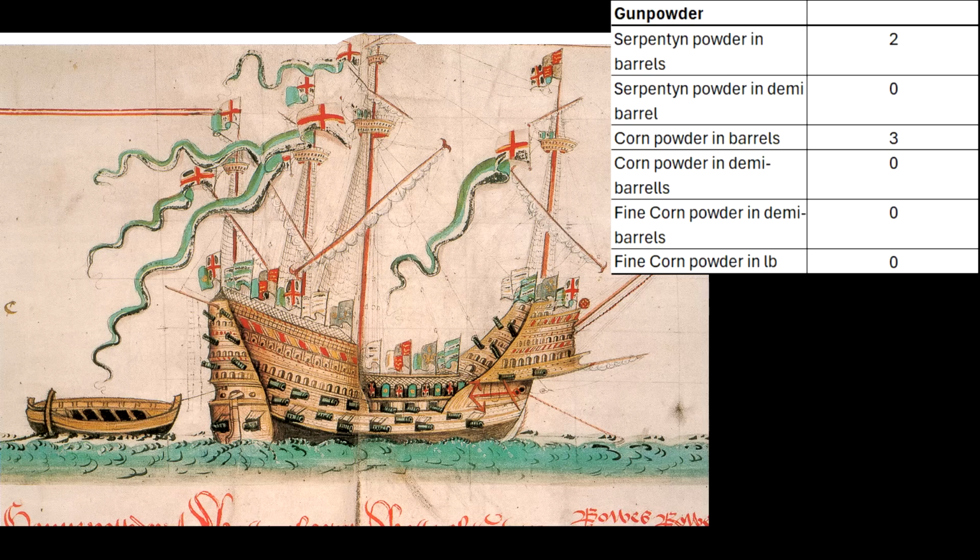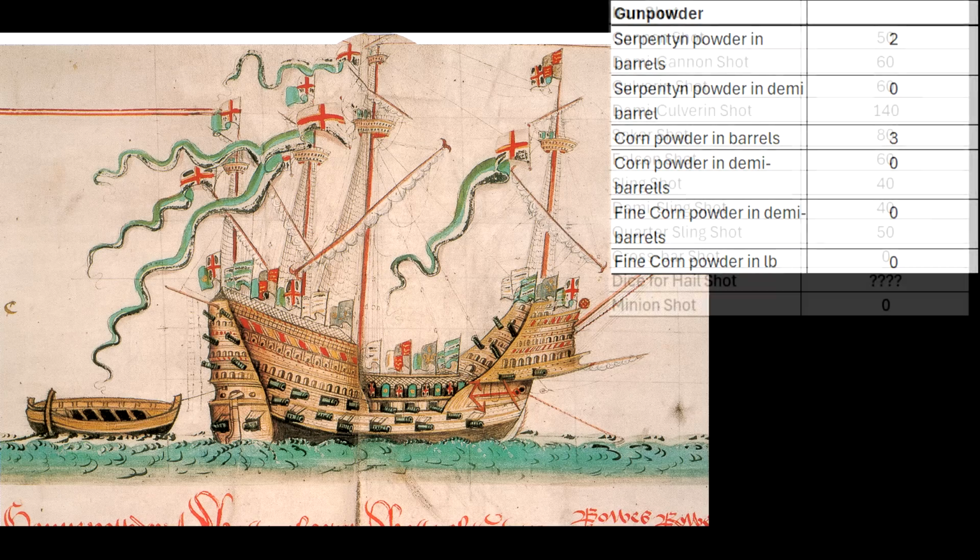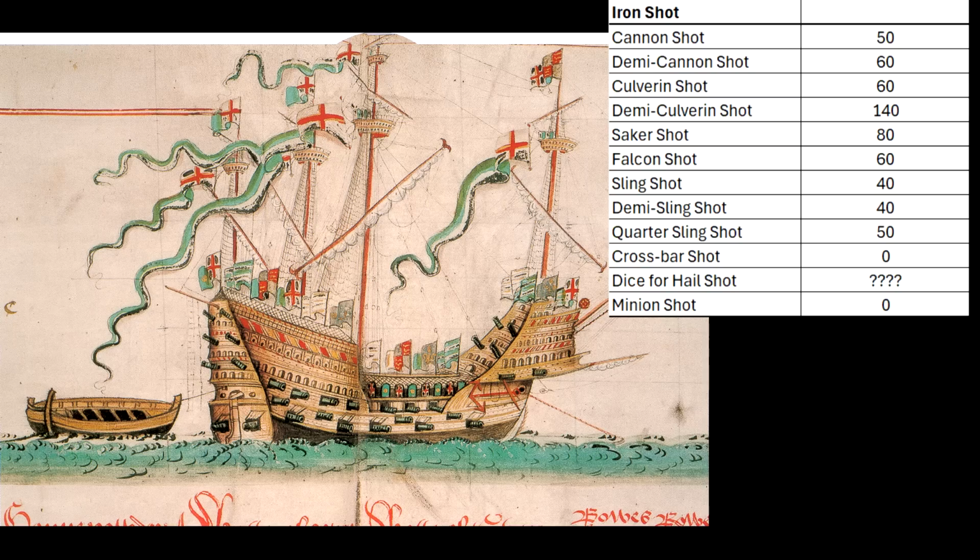She's got just over 5 tons of powder, split 2 to 3 between serpentine and corn. Now, the section of dice for hail shot was unreadable and has been for a very, very long time, but one of the other interesting things is when you're looking at the iron shot proportions per number of guns aboard for the heavier guns, it is either the same or slightly higher than Henry Grace Adieu, particularly things like demi-cannon shot, for instance.